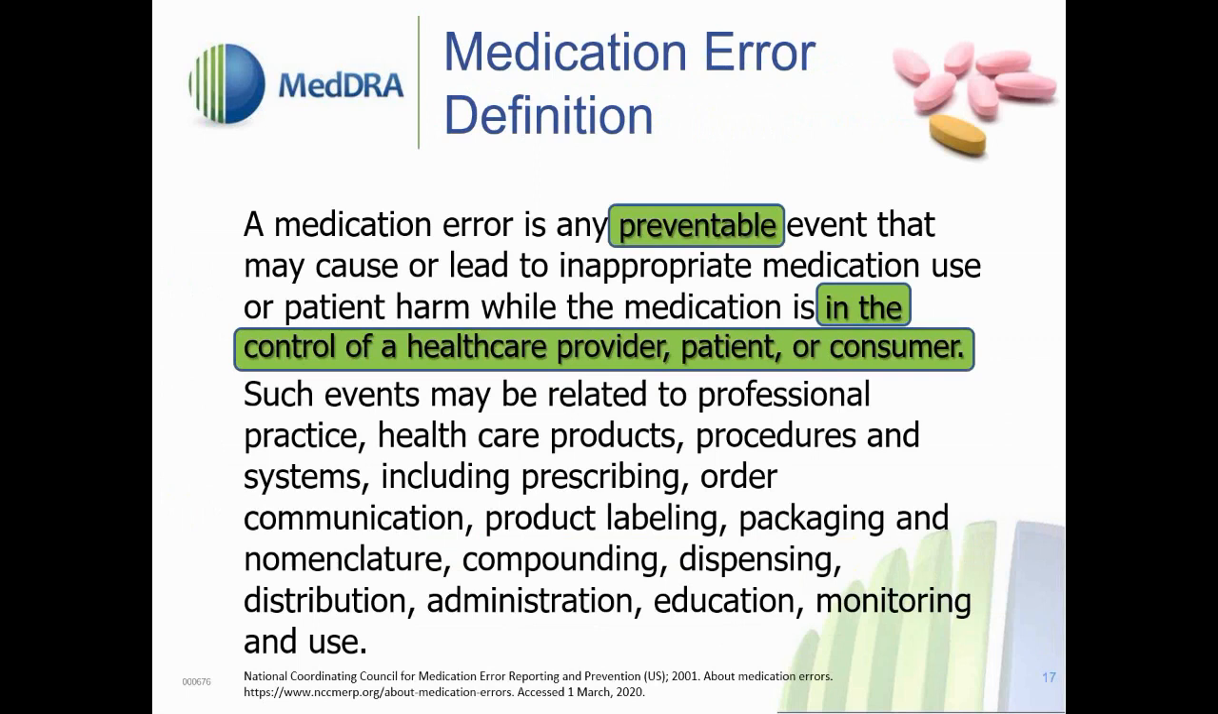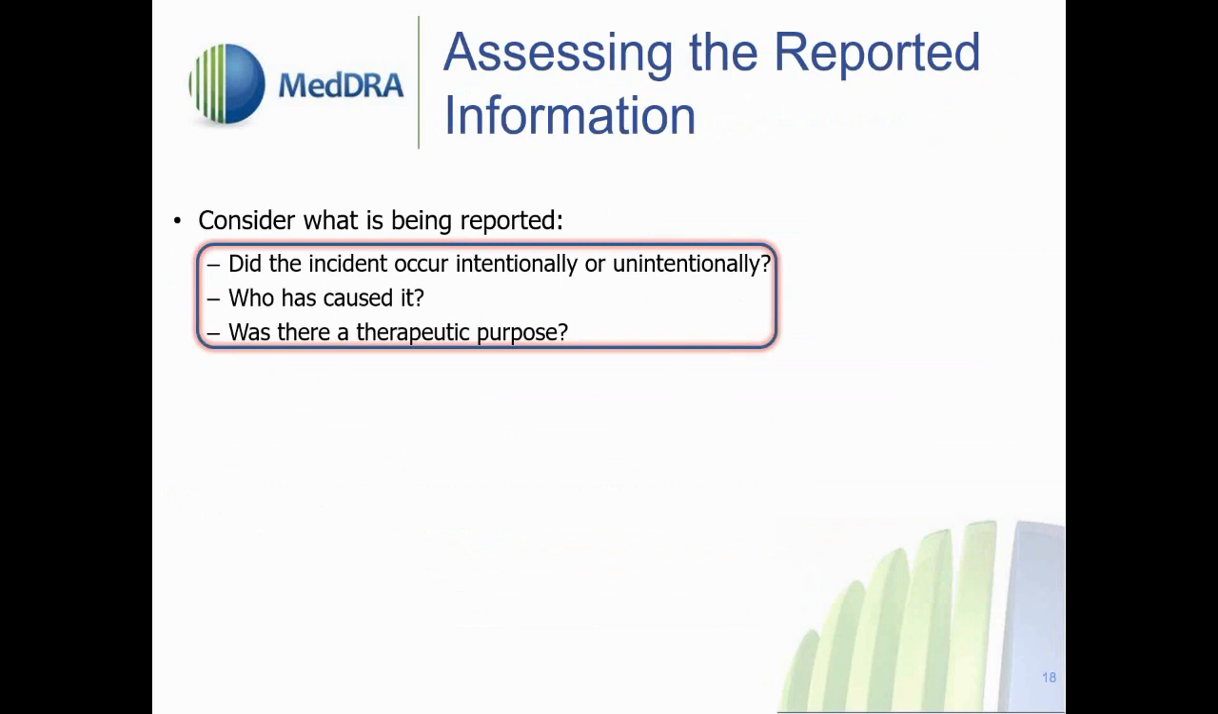Medication and other product use errors may be related to professional practice, the products themselves, and healthcare processes and systems, including prescribing, communication of orders, product labeling, product packaging and nomenclature, preparation of products, and their dispensing, distribution, and administration, as well as related education and product monitoring. Here, one last hint before starting with our exercises.